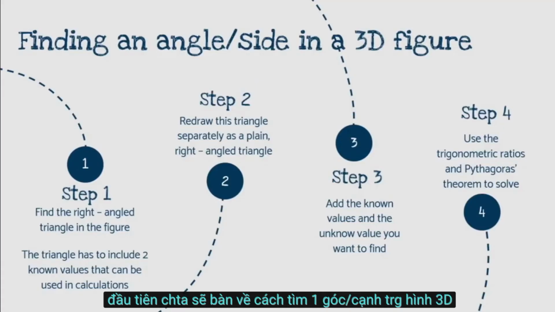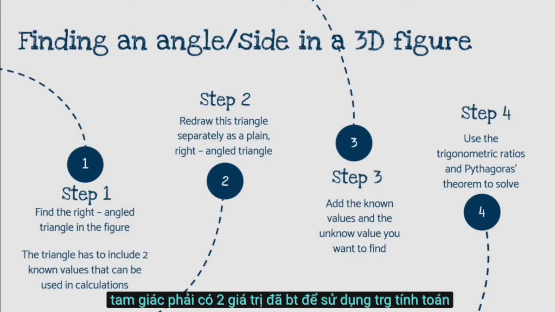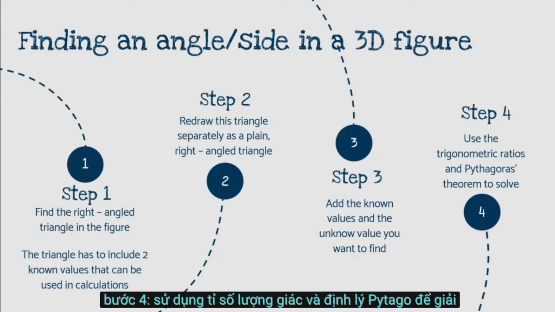First, we'll discuss how to find an angle or side in a 3D figure. Step 1, find the right angle triangle in the figure. The triangle has to include 2 known values that can be used in calculations. Step 2, redraw this triangle separately as a plain right angle triangle. Step 3, add the known values and the unknown value you want to find. Step 4, use the trigonometric ratios and Pythagoras' theorem to solve.